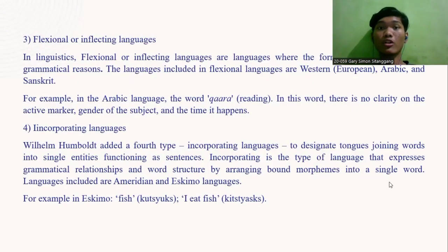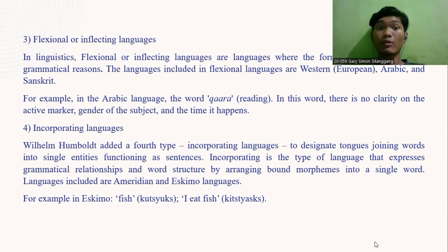The third, flexional or inflecting languages. In linguistics, flexional or inflecting languages are languages where the form of words changes for grammatical reasons or to mark such distinctions as tense, person, number, gender, mood or voice, and case. The languages that are included in flexional languages are Western or European languages, Arabic, and Sanskrit. For example, in the Arabic language, the word kara or reading, in this word there is no clarity on the active marker, gender of the subject, and the time it happens.